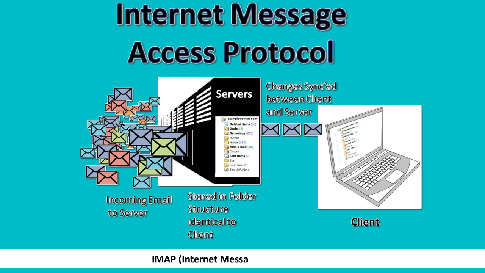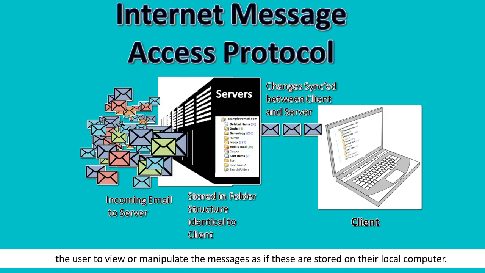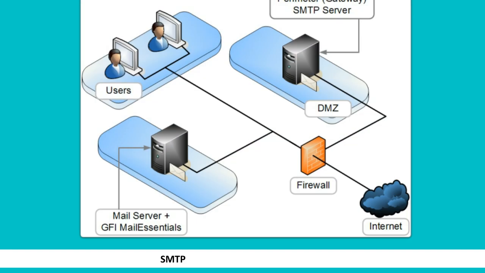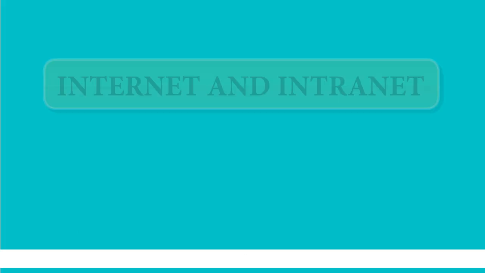IMAP, Internet Message Access Protocol. IMAP is a standard email protocol which is used to store email messages on the mail server, but it allows the user to view or manipulate the messages as if these are stored on their local computer. Using this, we can manage our mails in different folders. SMTP, Simple Mail Transfer Protocol. SMTP is used when email is delivered from an email client to an email server, or when an email is delivered from one email server to another.